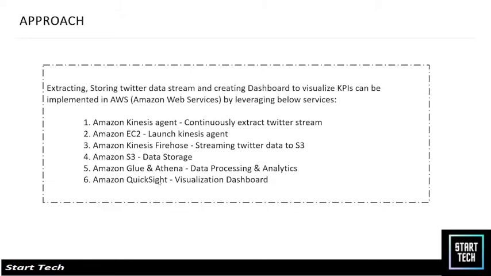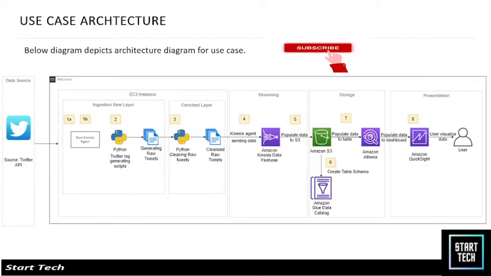The approach which we have selected for this use case uses Kinesis Firehose, an EC2 instance, and Kinesis agent for loading the data into S3. S3 will act as a data storage system, Glue and Athena for data processing and analytics, and QuickSight for visualizing the dashboard.